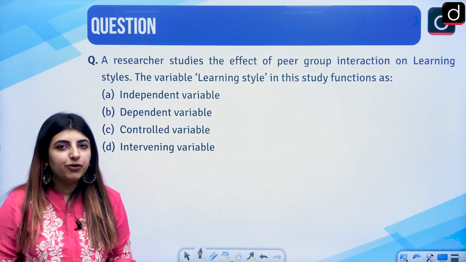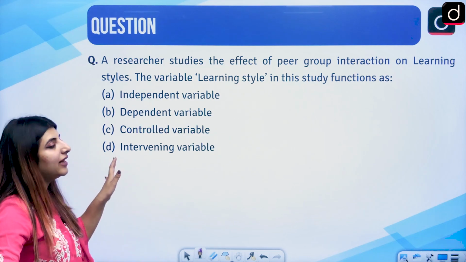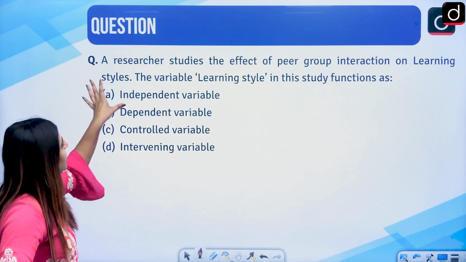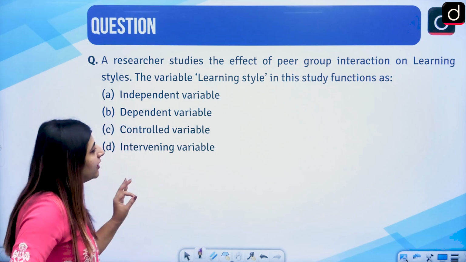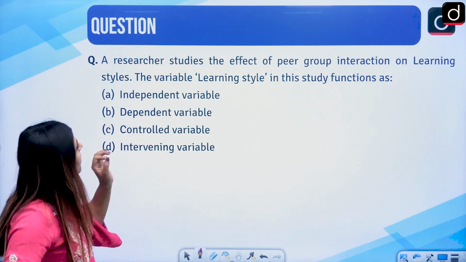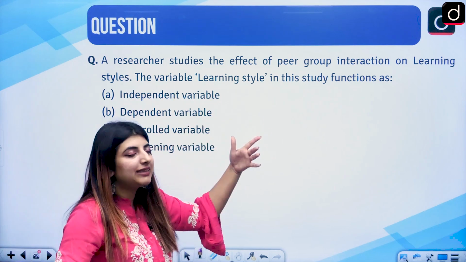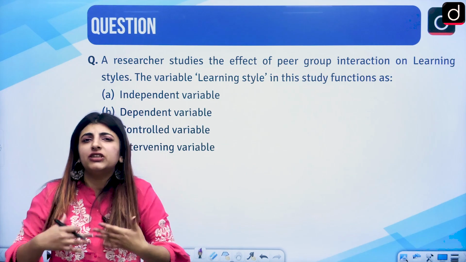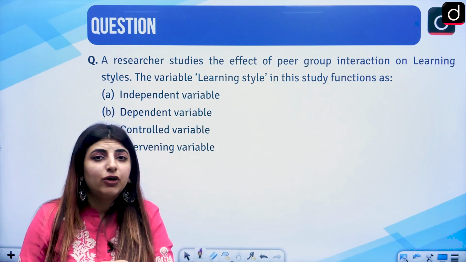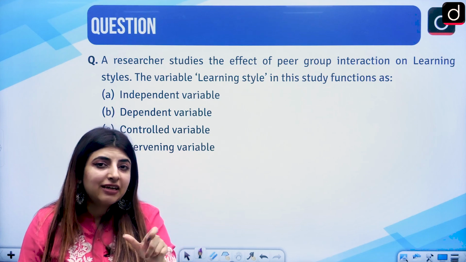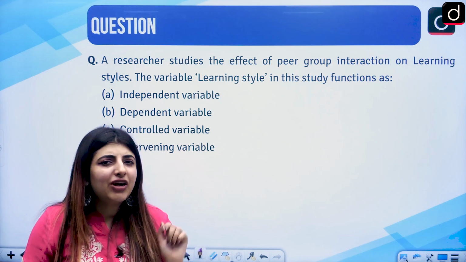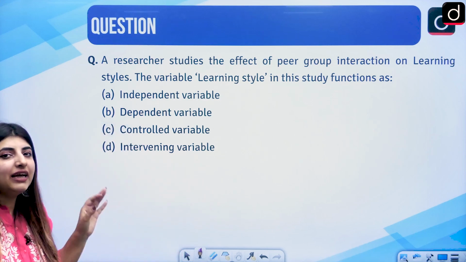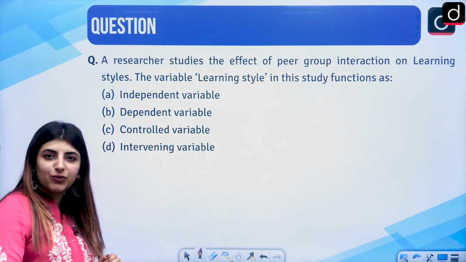Now certain PYQs as always. First question that I have for you in the PYQ format is, a researcher studies the effect of peer group interaction on learning styles. The variable learning style or styles in the study functions as what? We devoted an entire video in discussing about independent dependent variables and I hope it is clear to you now. So try to answer what is the correct answer here. Try to choose the correct one here.